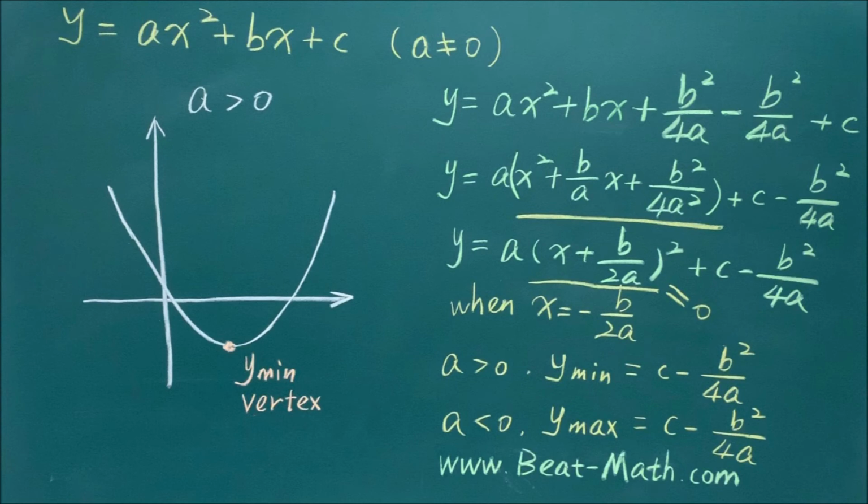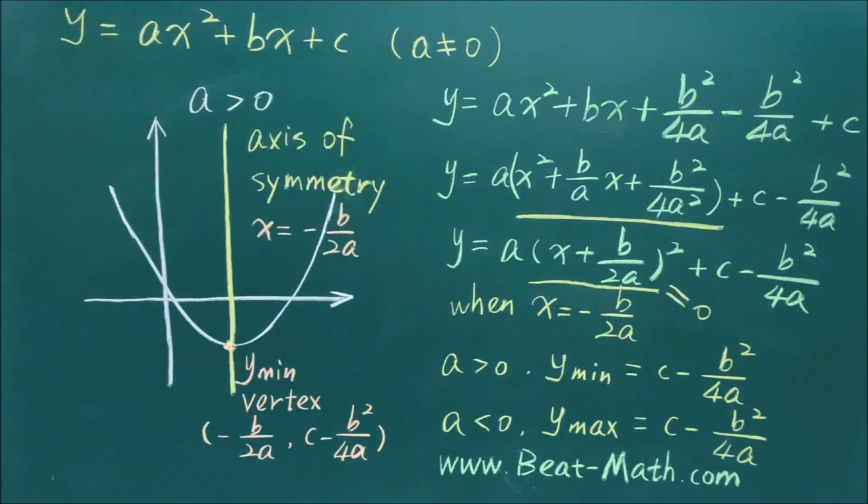So we get the value of the vertex: negative b divided by 2a and c minus b squared divided by 4a. It's a little complicated, but it can help you understand the vertex better and make you more comfortable with completing the square formula. Now let's look back at the graph of the quadratic function. Just by looking at it, you can see that it is symmetrical and its line of symmetry passes through the vertex. That means the vertex line x equals negative b divided by 2a is the axis of symmetry of the parabola.